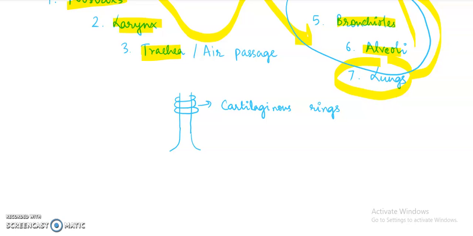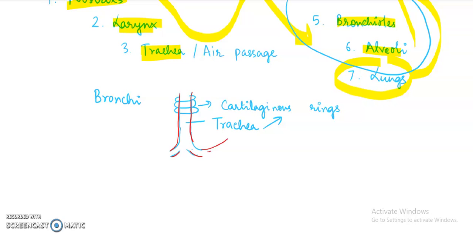helpful. Now in the chest we have a pair of lungs, and somewhere in the mid chest region, this trachea, while going down, breaks up to form bronchi, right? So this is the trachea or the air passage that has been shown to you, and this shows cartilaginous rings. While going down, it is breaking up into two parts, and these two parts are known as bronchi.